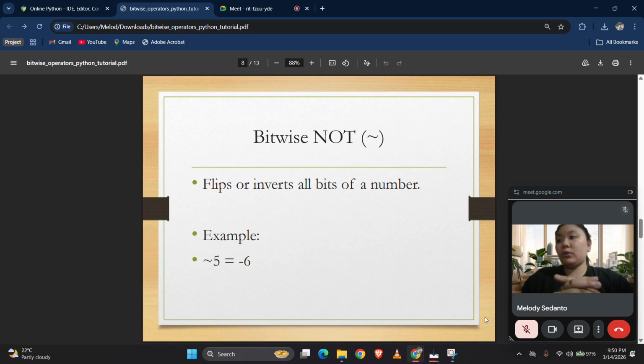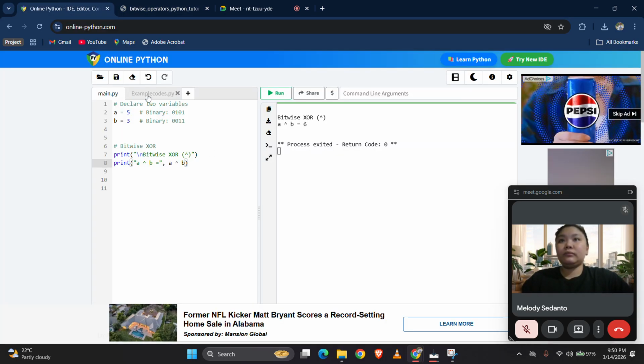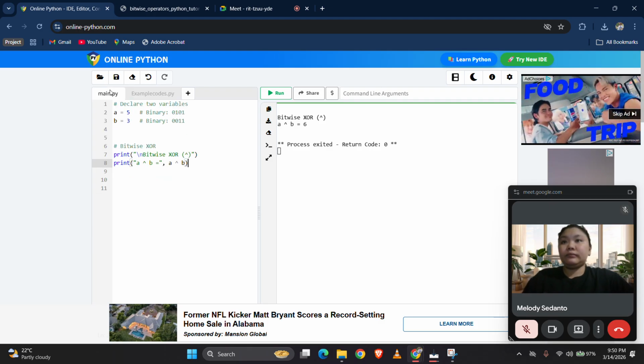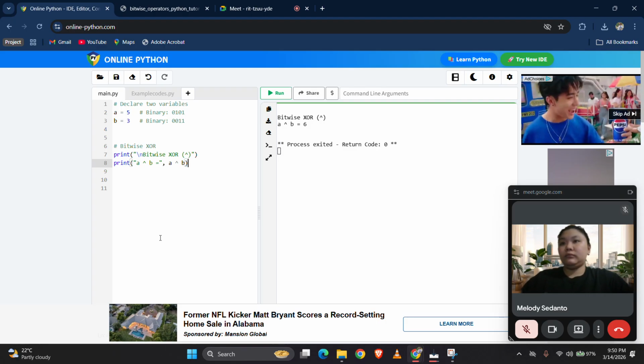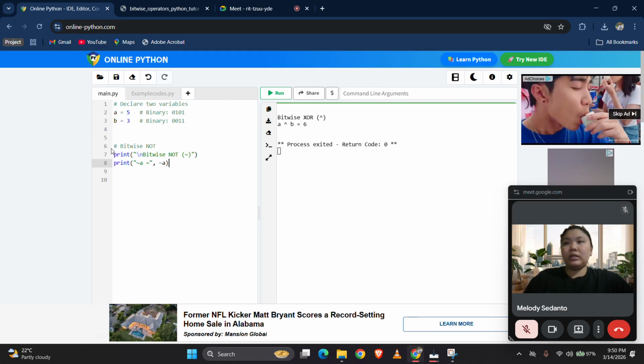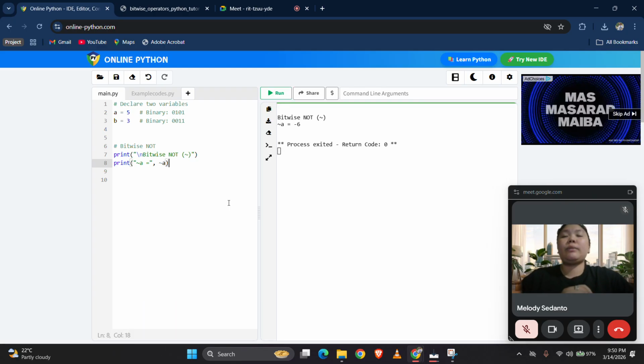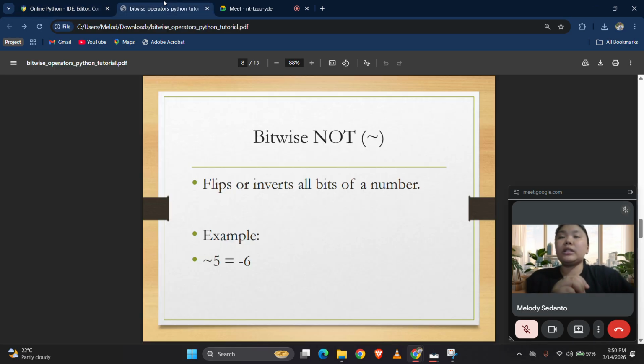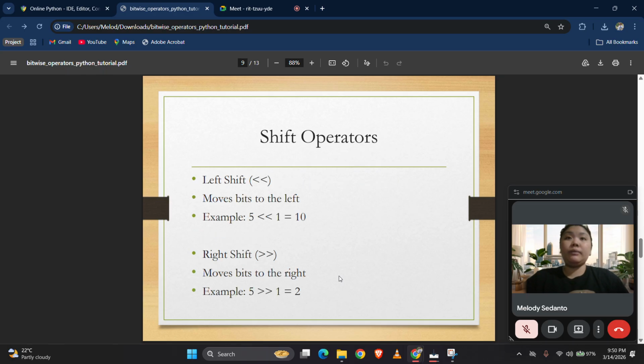So the bitwise NOT flips or inverts all the bits of the number. For example, the NOT of 5, so the equivalent is negative 6. So let's proceed to the shift operators.